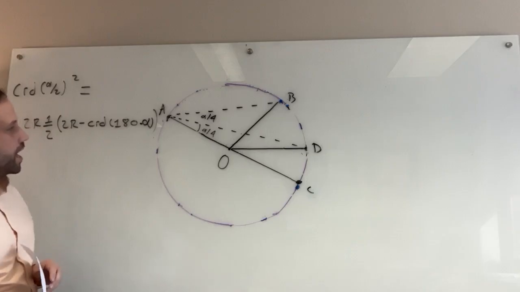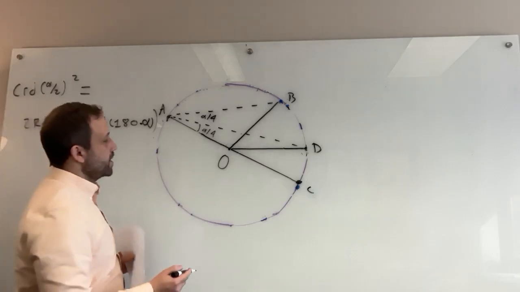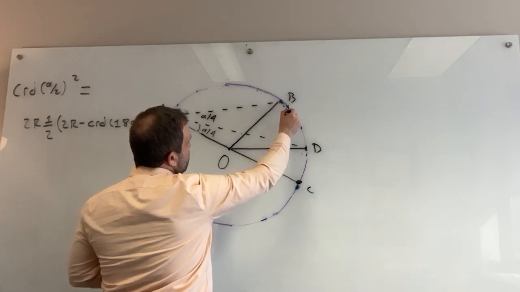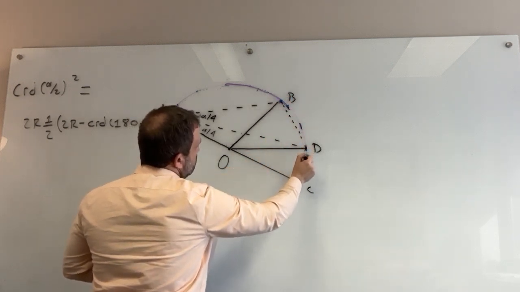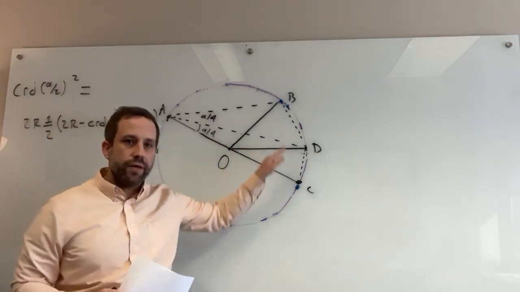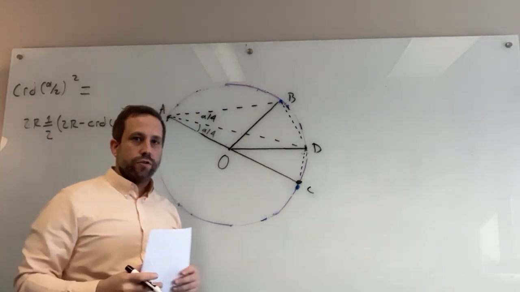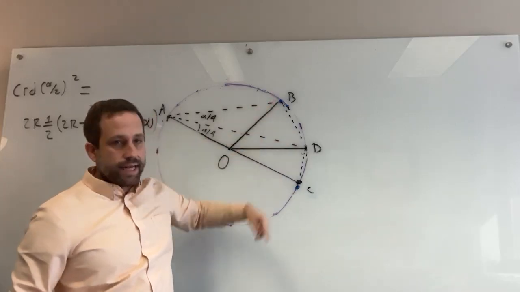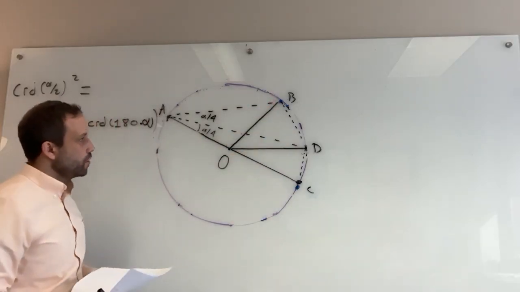The other thing that is true that I don't have a great argument for yet. So let's look at BD. BD, I need to draw this, and DC, I need to draw that. So BD is chord alpha over 2, and DC is chord alpha over 2. So we want an expression for BD and DC. And that's one of the things that we're going for.